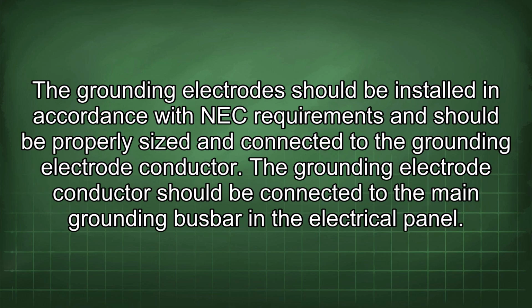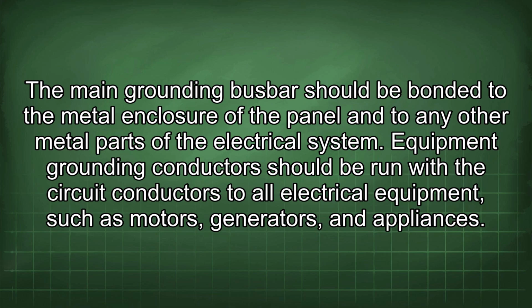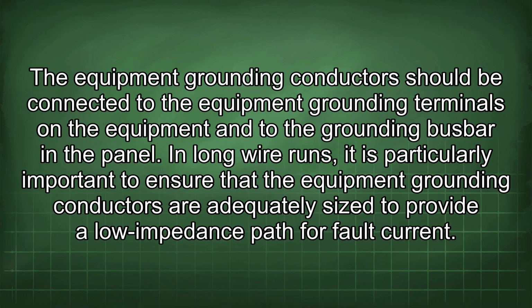The grounding electrodes should be installed in accordance with NEC requirements and should be properly sized and connected to the grounding electrode conductor. The grounding electrode conductor should be connected to the main grounding busbar in the electrical panel. The main grounding busbar should be bonded to the metal enclosure of the panel and to any other metal parts of the electrical system. Equipment grounding conductors should be run with the circuit conductors to all electrical equipment such as motors, generators, and appliances. The equipment grounding conductors should be connected to the equipment grounding terminals on the equipment and to the grounding busbar in the panel.